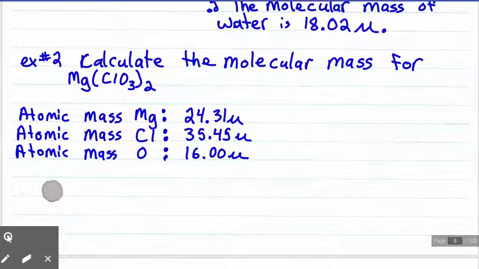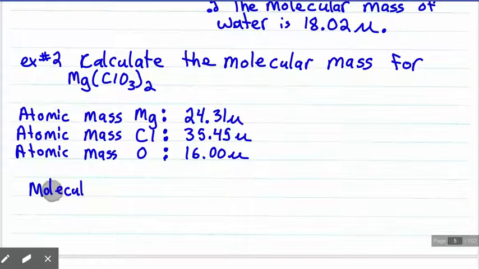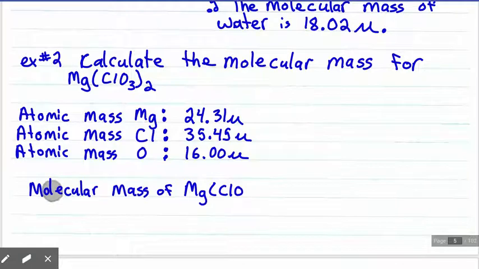All right, so you should have magnesium at 24.31 atomic mass units, chlorine at 35.45, and oxygen at 16.00. So we're going to then substitute in our numbers following the same process as before. We're going to write molecular mass of Mg(ClO3)2, and I'm going to start a new line, equals. Okay, so it's always in your best interest to show as much of your work as you can, because if you make mistakes, I can give you process marks.